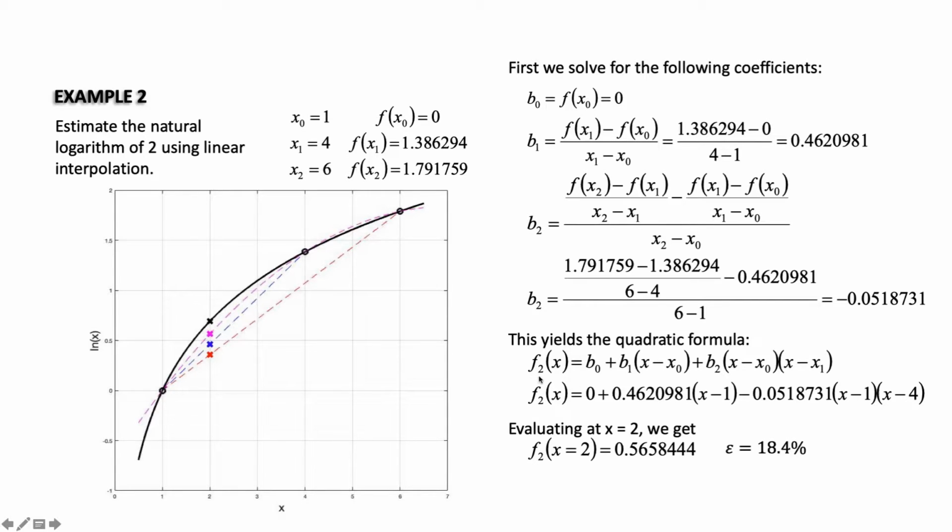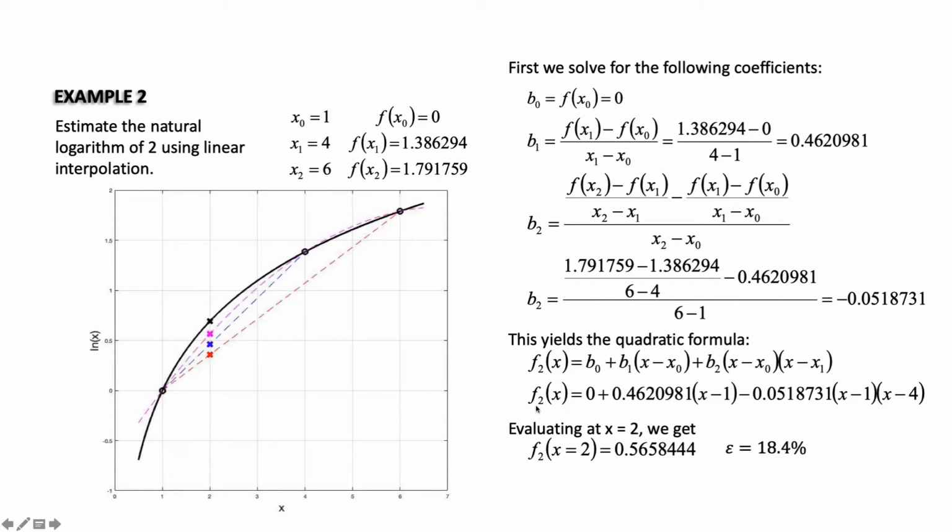Now we can write the quadratic formula. The quadratic formula is given as f sub 2 of x equals b0 plus b1 times x minus x0 plus b2 times x minus x0 times x minus x1. And we already know b0, b1, and b2, so we write those down here. So we have the quadratic formula for this curve. This is your new equation developed by using quadratic interpolation.